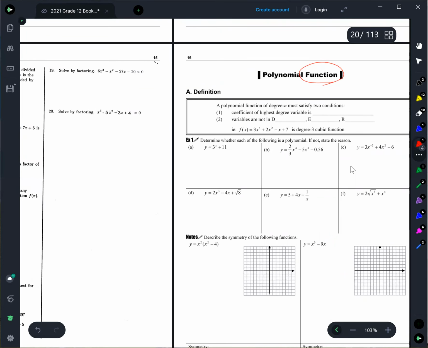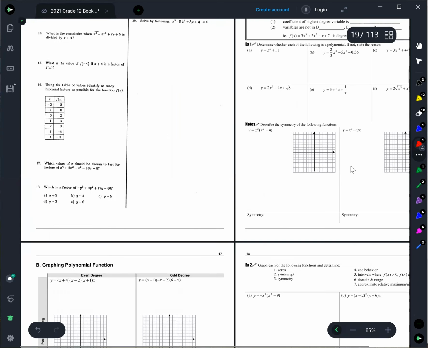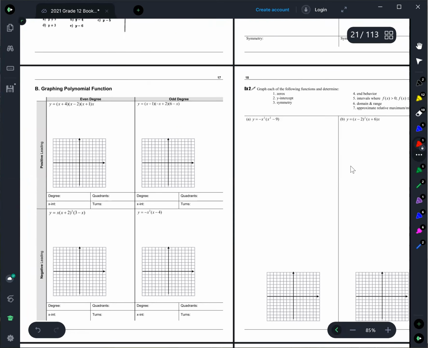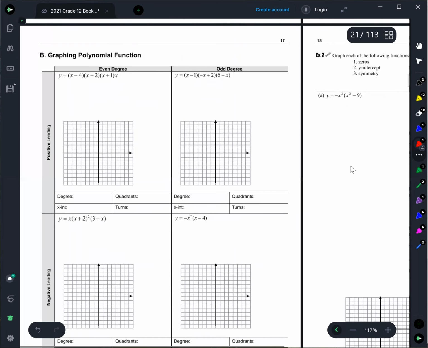Function means you have an input, right? You put the x in, you get a y out, okay? So that's why you can plot the points. So you're gonna look at the chart on page 17. So please everyone turn to page 17.